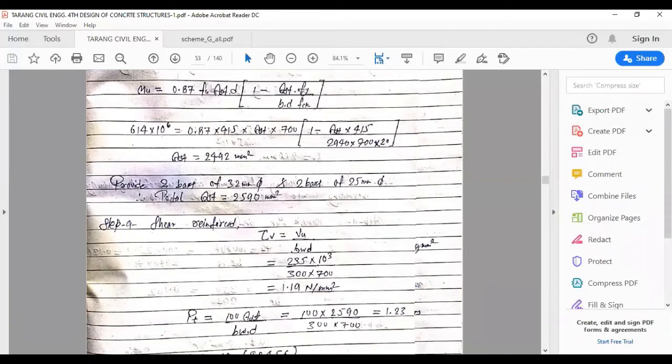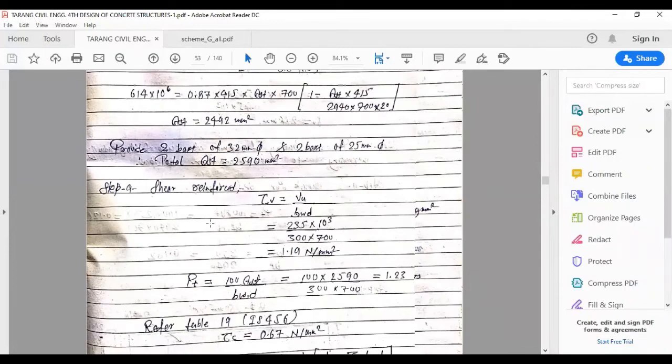So accordingly, we'll provide 2 bars of 32 mm dia and 2 bars of 25 mm dia, which give a total area of steel as 2590. So 2492 was what we calculated, and 2590 will be the actual when we provide according to this situation. And you can see it is in close proximity, so this value can be considered.